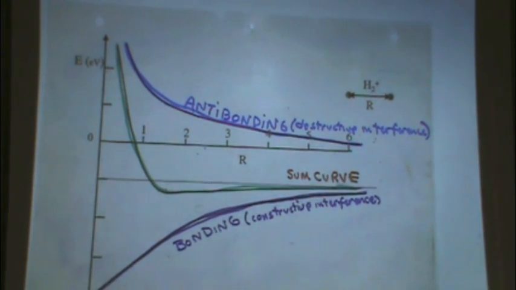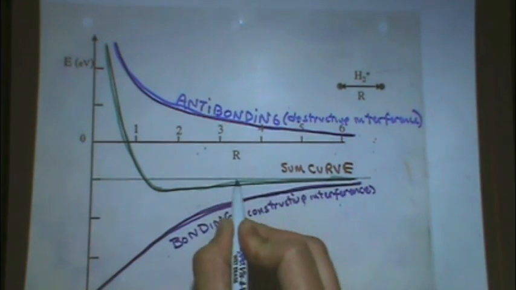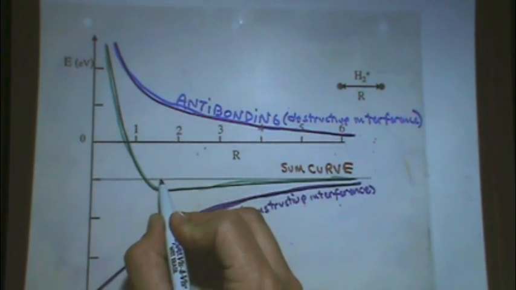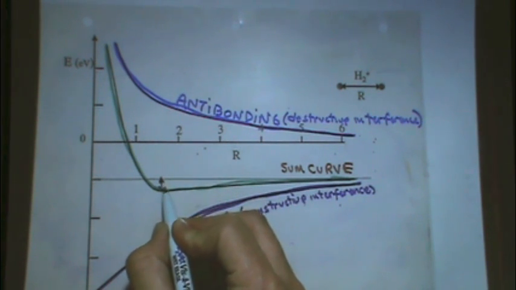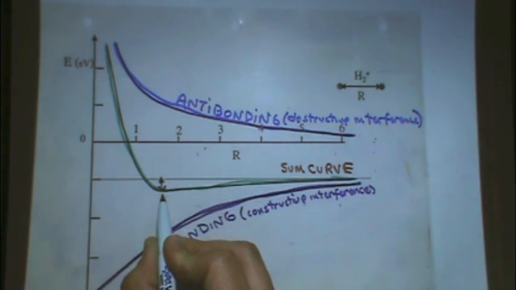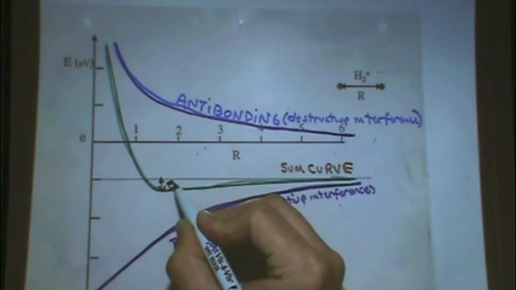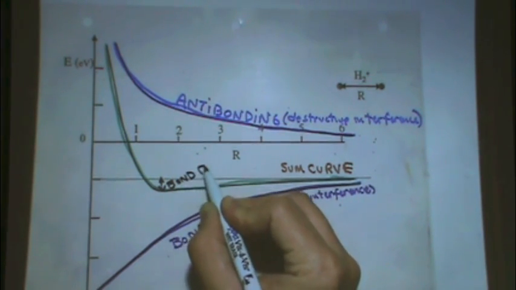Now, see this dashed line right here. Notice this distance from the dashed line down to the bottom here. We call this the well, or the lowest part of the sum curve, the lowest part on that y-axis of the sum curve. This is the bond energy.